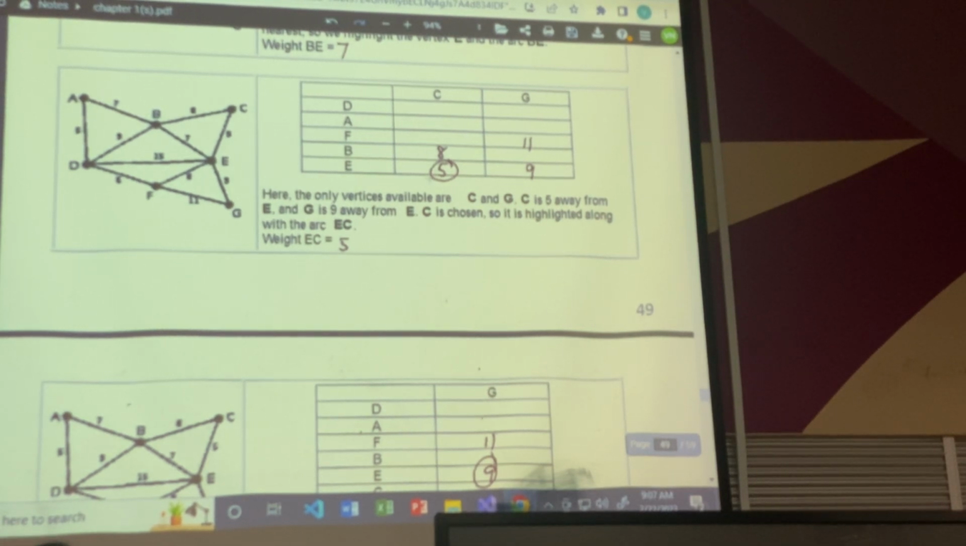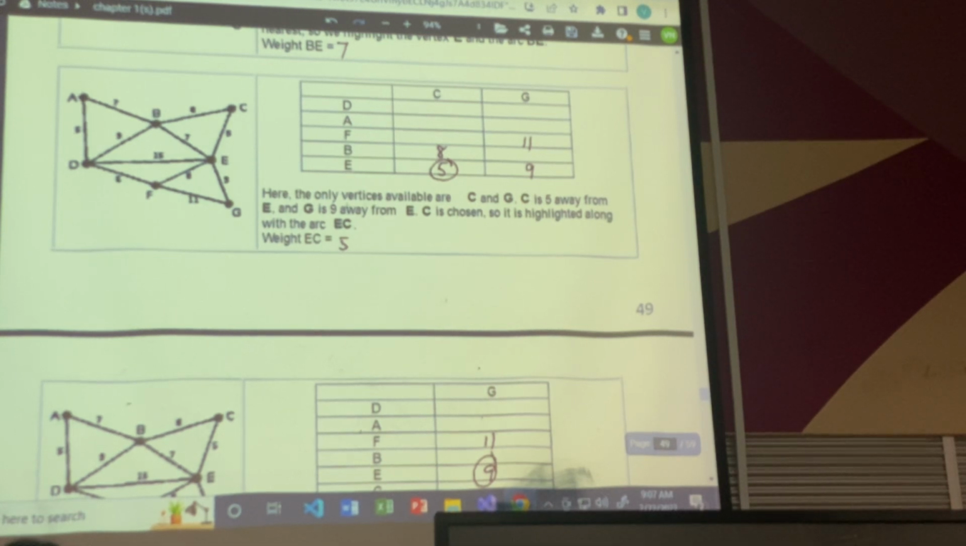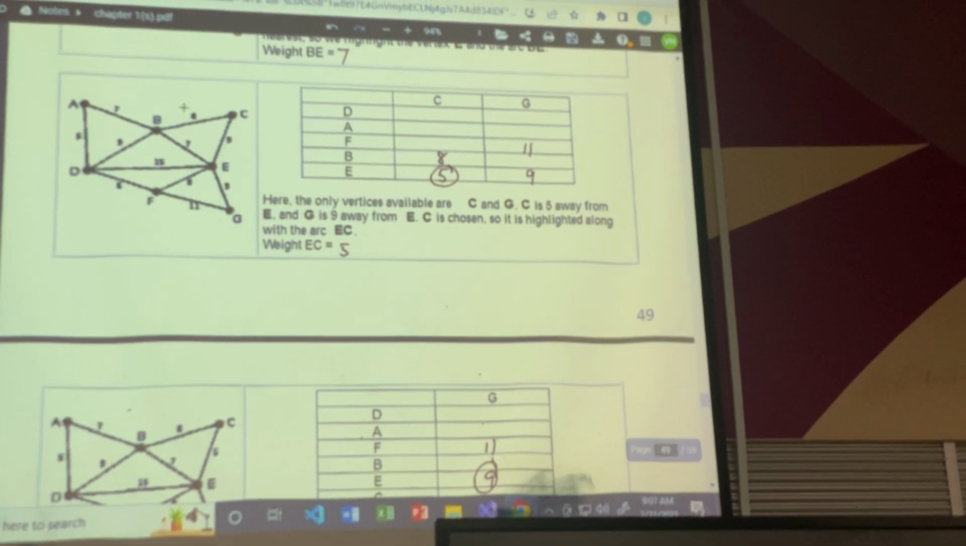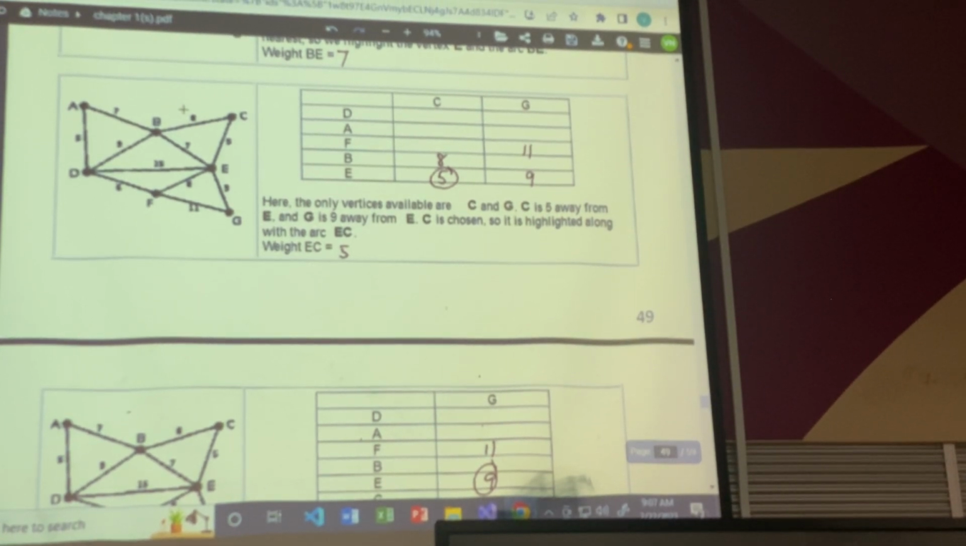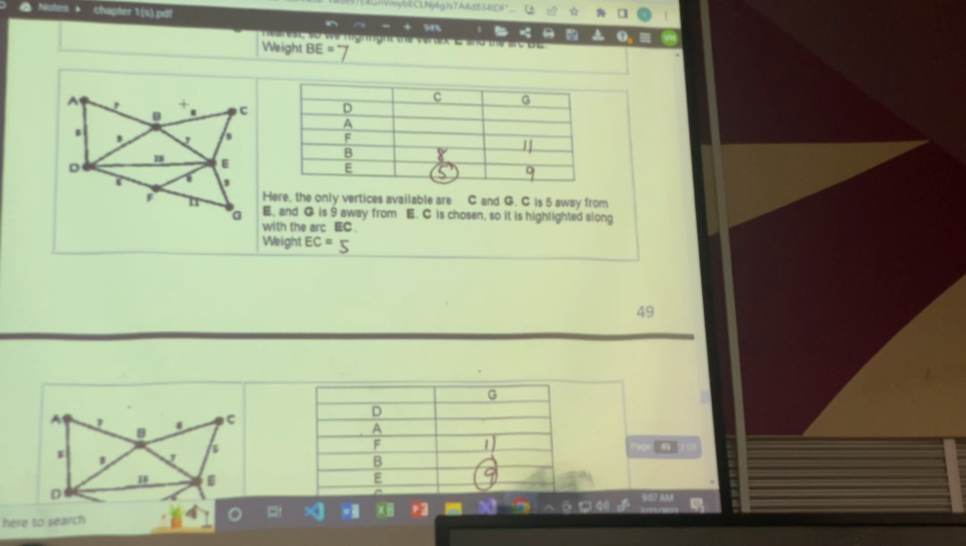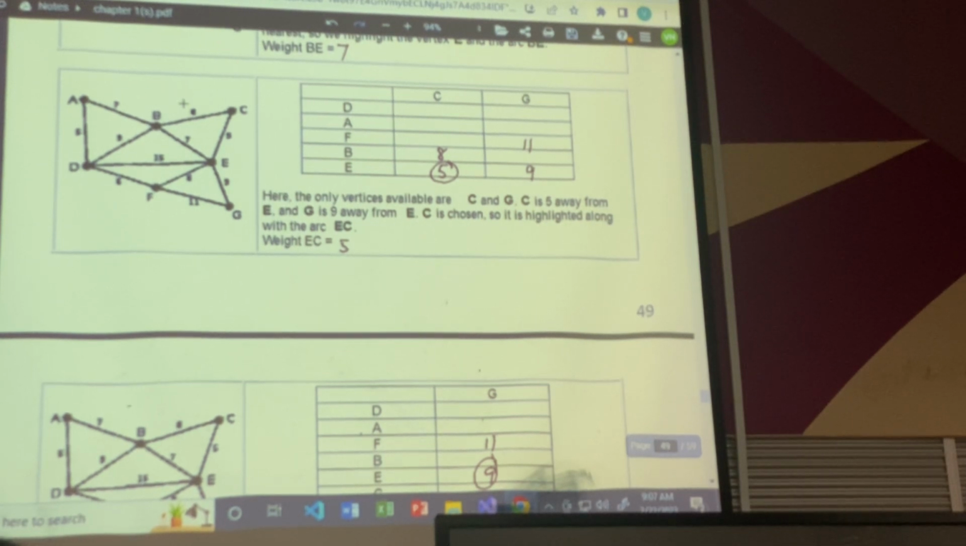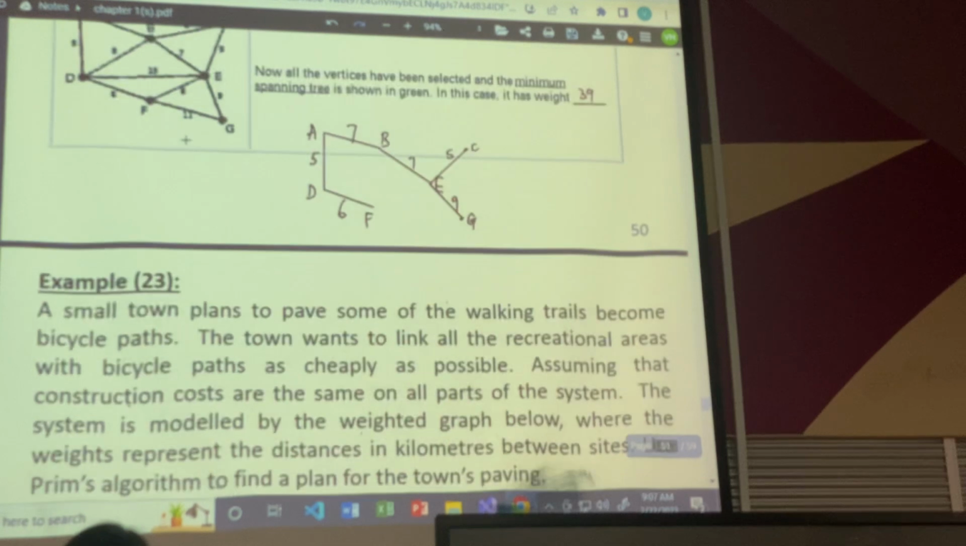Okay, but if both will not form a cycle, then there will be an alternative minimum spanning tree. No problem. But the weights are still the same. The minimum total weight will still be 39. Understand? Okay, maybe the one you draw and your friend's will be a different tree, but the weights are still the same. So this is Prim's algorithm.